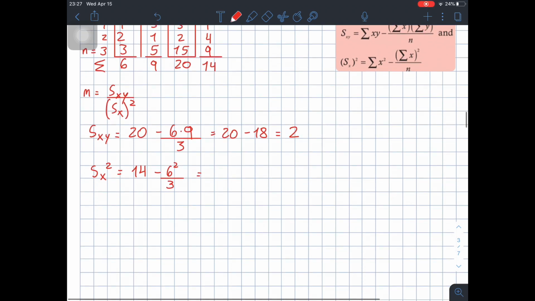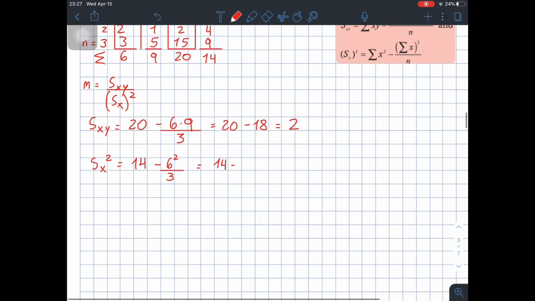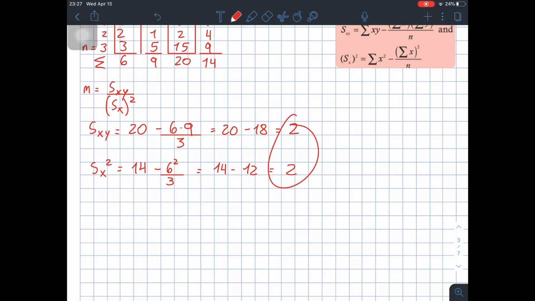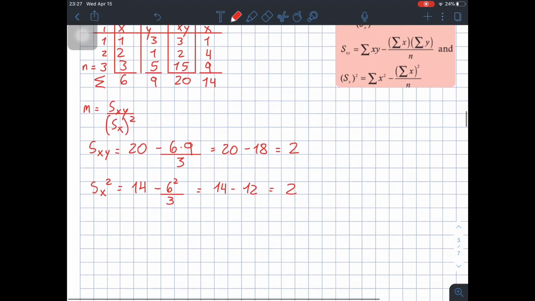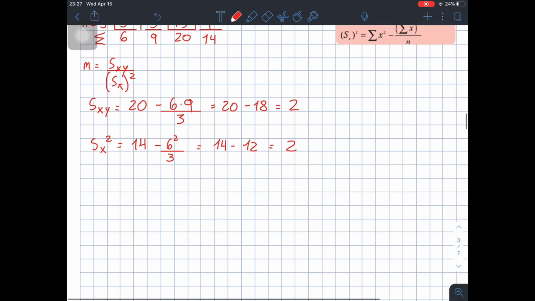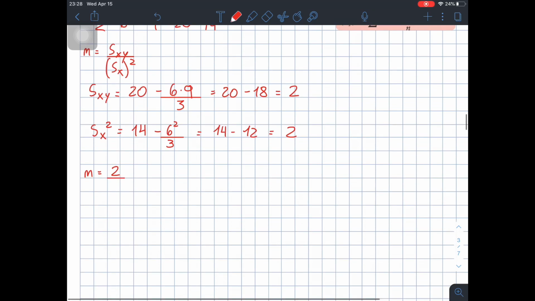Okay, so we solve this and we get 14 minus, this is 36 divided by 3. 36 divided by 3 is 12, right? Yes, 12. So minus 12. So this gives us 2 again. This is just a coincidence, okay? It's not something that always occurs. So finally, we can calculate the slope. We know that the slope is this. So the slope is the covariance of xy, which is 2, divided by the covariance of x squared, which is also 2 in this case. So the slope of this line is 1.